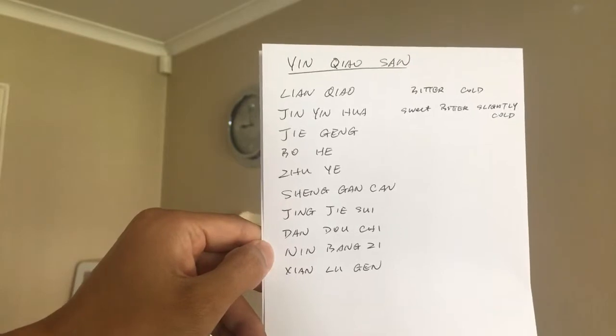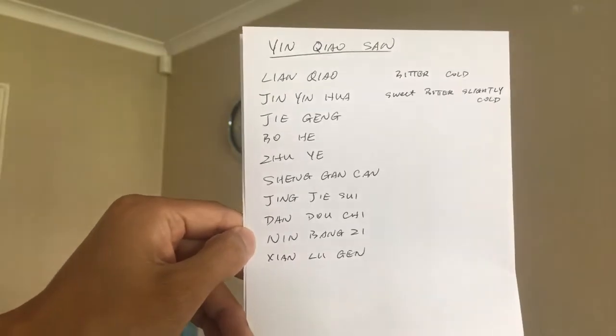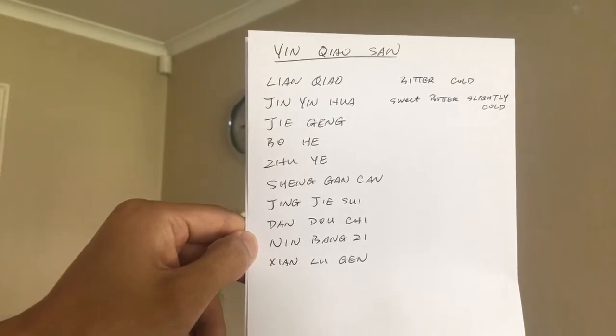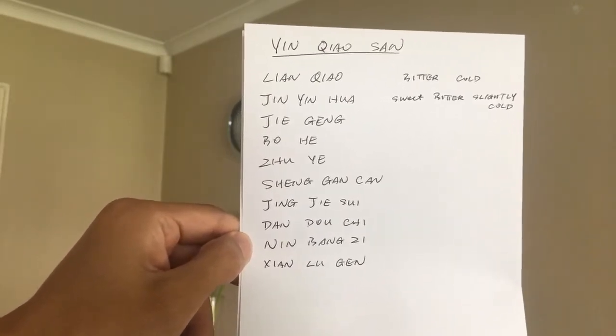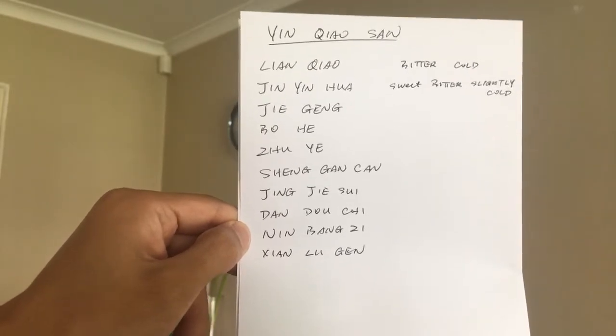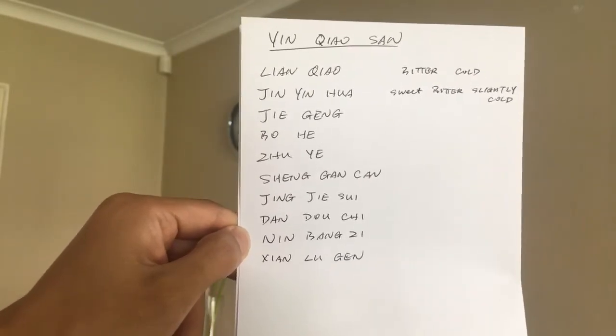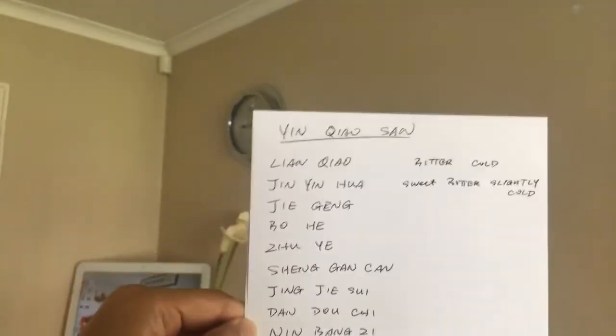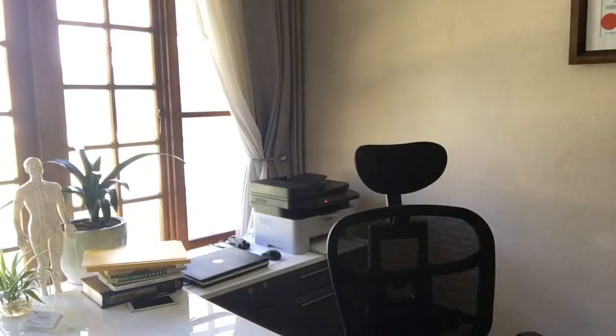连翘、金银花、桔梗、薄荷、生甘草、竹叶、荆芥穗、淡豆豉、牛蒡子、鲜芦根。So as you can see from the ingredients, the main ingredients of Yin Qiao San are 连翘 and 金银花. These are the main ingredients.